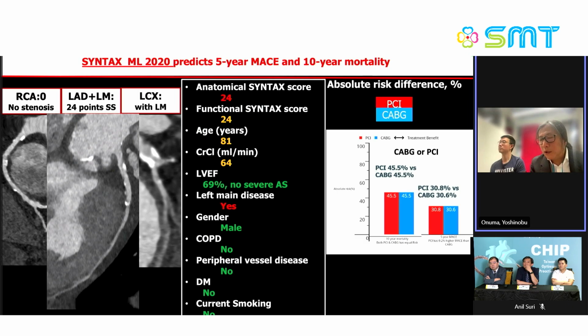So these data was initially acquired from the Syntax 1 trial, but this score was well validated using recent registries such as CREDO-Kyoto. So it's multiple time validated. So we could calculate that if we operate the patient or treat the patient with the PCI, the mortality at 10 years is 45.5%. And for the 5 years MACE, it is 30.58% for the PCI and 30.6% in the CABG. So it's kind of an equivalent risk for the CABG and PCI.